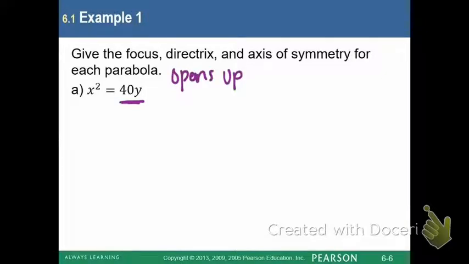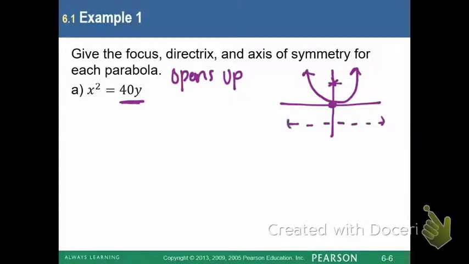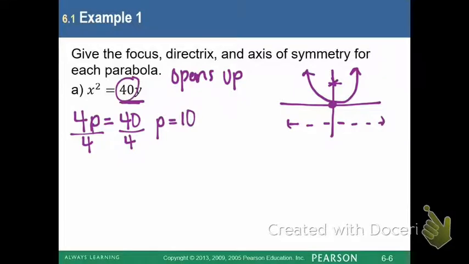I find that it's pretty helpful to draw a rough sketch, just to make sure that you're finding these things correctly. Usually off to the side, I can just draw a rough sketch. I know it's centered at the origin here, and it's going to open up. So I know the focus is going to be about there, and my directrix has to be down here. In order to find exactly where those are, I have to find the value of p. So I always use this little equation, 4p equals whatever number is right here. I divide, so that gives me p equals 10.